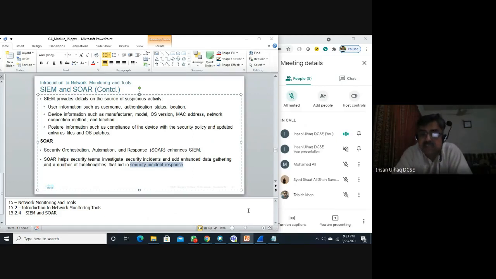So definitely here, when the threat actor attacks your network, he will do something bad for you, but you have to respond then. You have to stop him. You have to restore everything. You have to inform your top management. You have to keep your customers satisfied as well. So all this comes under security incident response.